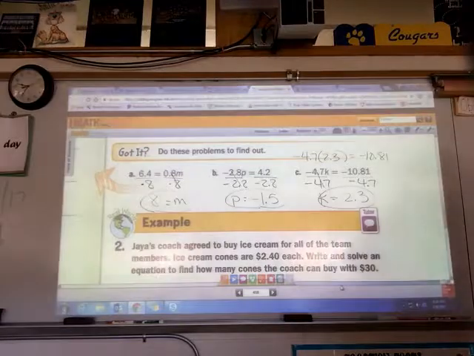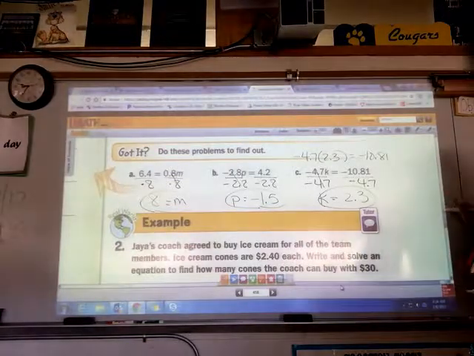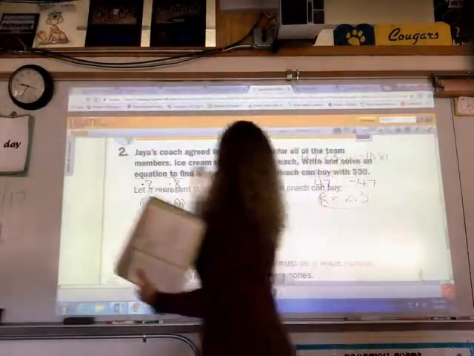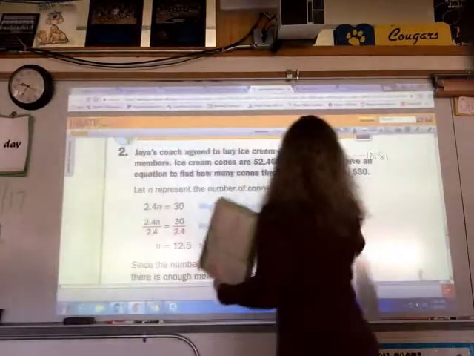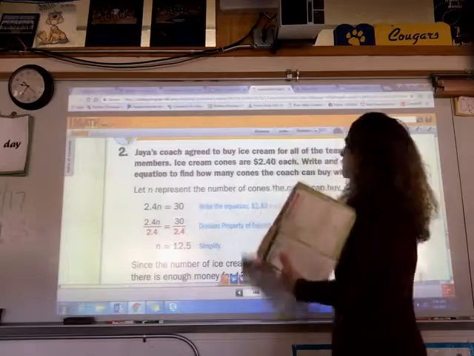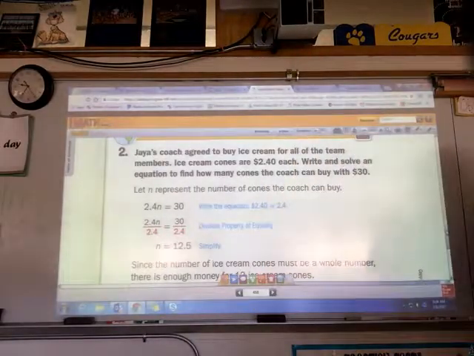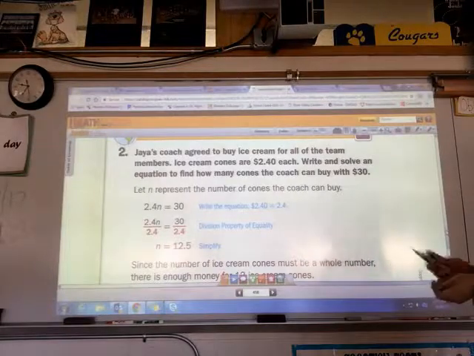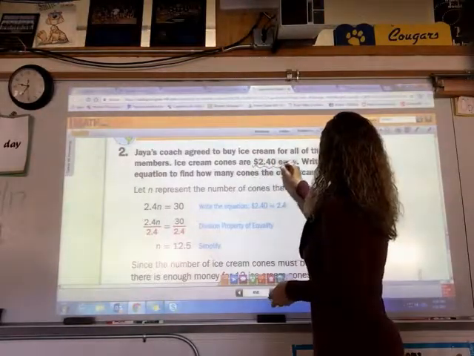All right, let's take a look at example 2. They're giving us a real world situation, and what they want us to do is write an equation to figure out our answer. It says JS coach agreed to buy ice cream for all of the team members. Ice cream cones are $2.40 each.